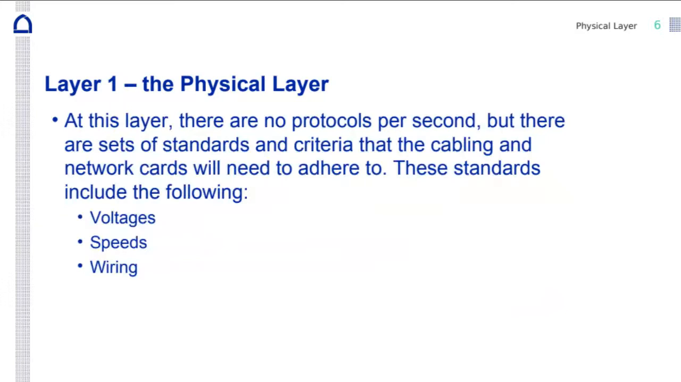In this layer, there is no protocol, but there are sets of standards and criteria that the cabling and the network card will need to follow so that they are able to communicate with each other. If you are sending a light signal over fiber, the receiver should understand what you are saying. These standards are the voltage, the speed of transmission, and the wiring, whether it's wired or wireless, what kind of wiring you are using.